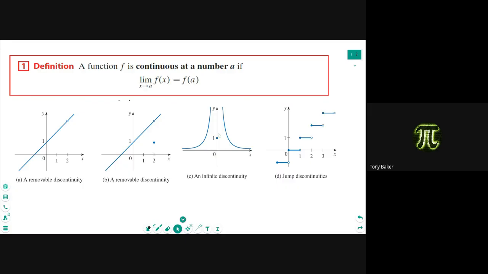This is an infinite discontinuity where the function goes to infinity. This one is not removable. And then when we have what's known as a jump discontinuity, again, not removable.